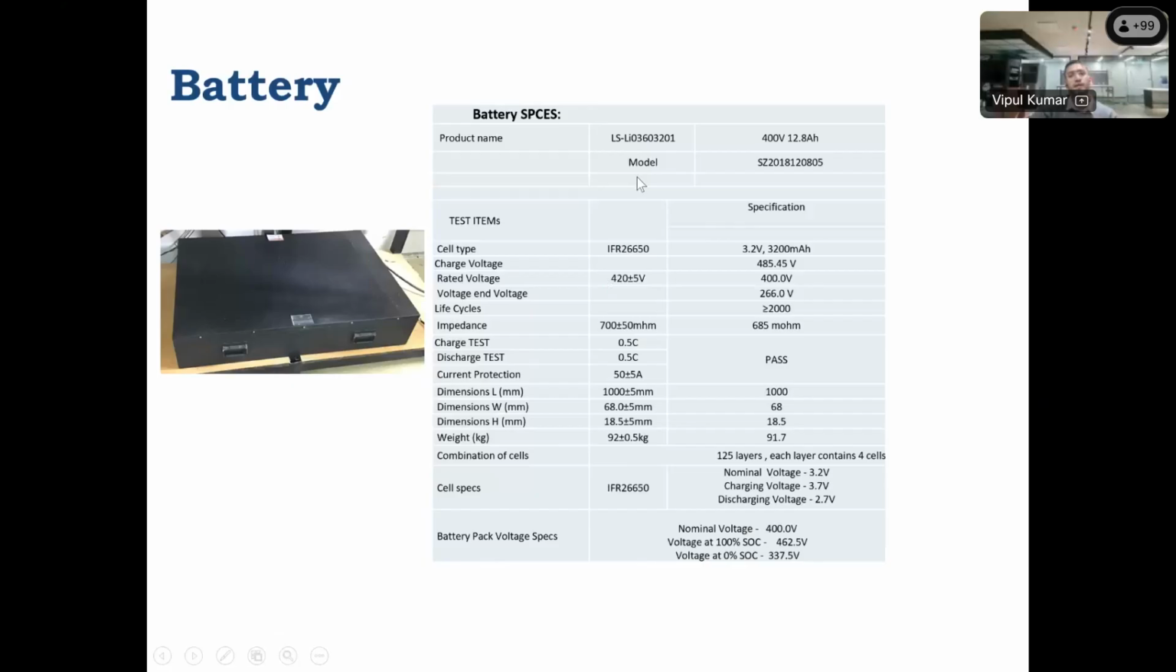This is the battery bank, and this is the LFP chemistry based battery bank. So it has, I think, 9 slaves and 1 master. So it's a master-slave based battery bank, because the voltage is 400 volts. So it is master-slave, 8 or 9 slaves and 1 master, and 12.8 Ah. So it is a 4 or 4.5 kilowatt hour battery bank, and it has the software.